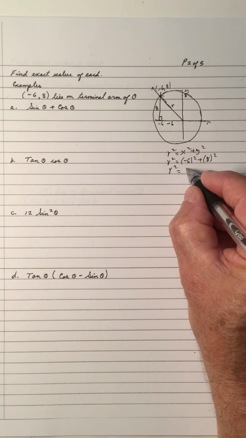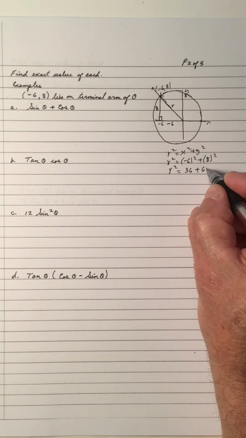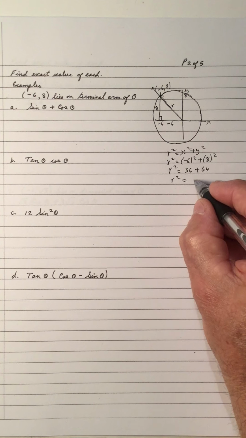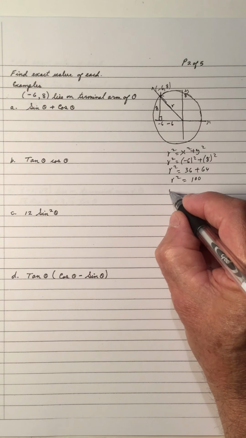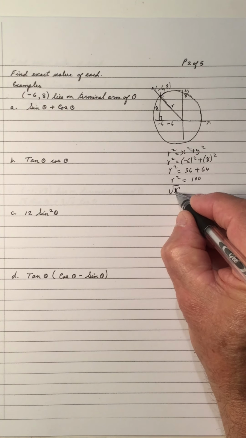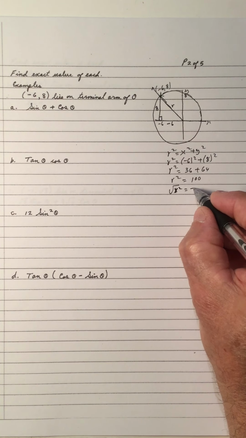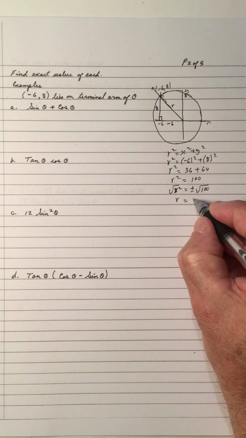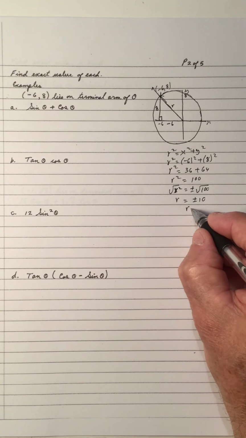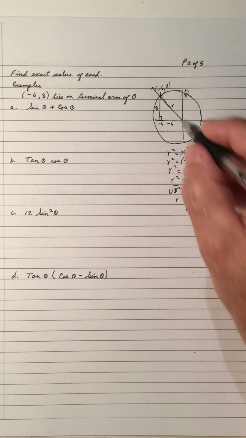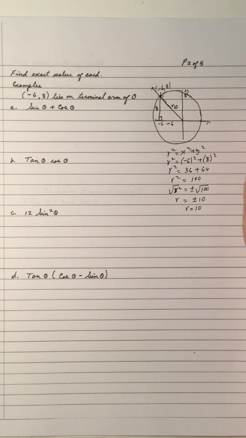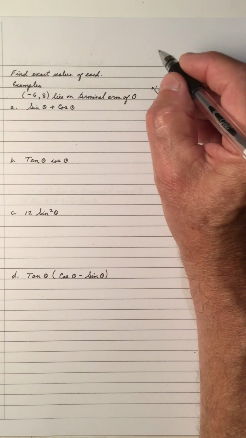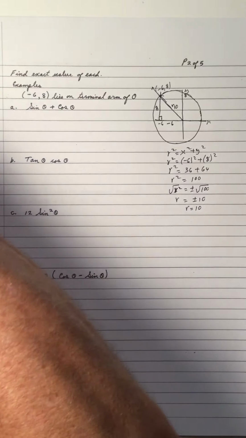So r squared is 36 plus 64. r squared is 100. So the square root of r squared is plus or minus the square root of 100. So r is equal to plus or minus 10. The radius is always positive, so this is 10.